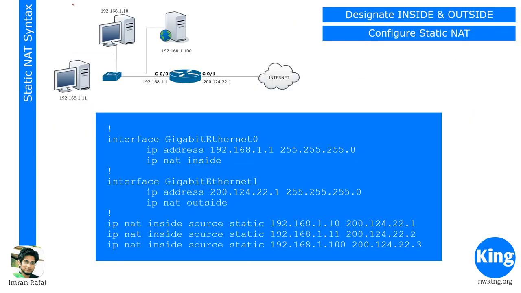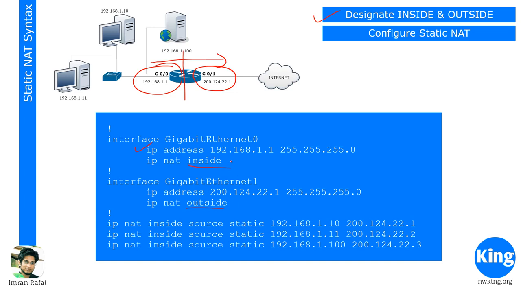Let's look at the configuration of static NAT. First thing, and this is common for all NAT, we need to designate inside and outside interfaces. So let's say this is the router, and we want the translation to happen going from in to out, from your inside network to the outside network. So this is the inside interface, and this is the outside interface. How do we designate that? We go into that particular interface, give the IP address, and then use the command IP NAT inside, which tells that this is the inside part of your network. Similarly, we have IP NAT outside.